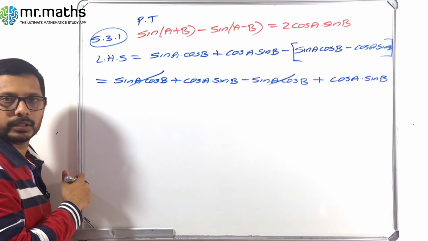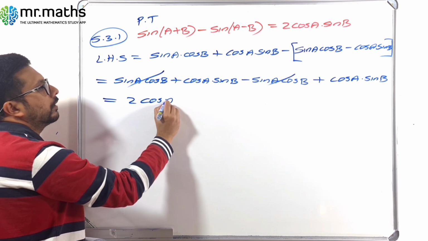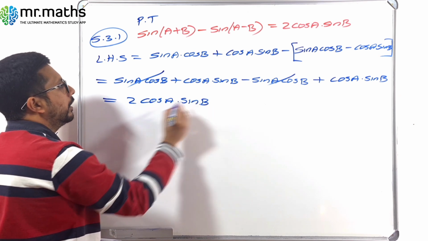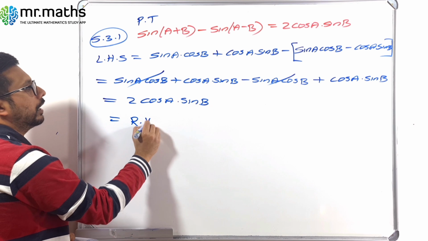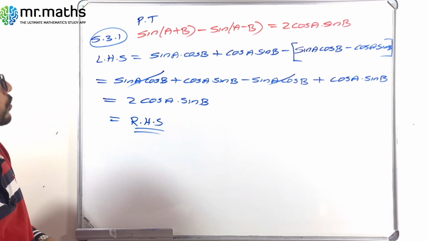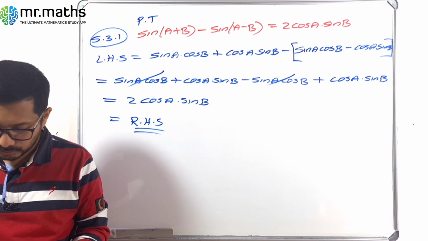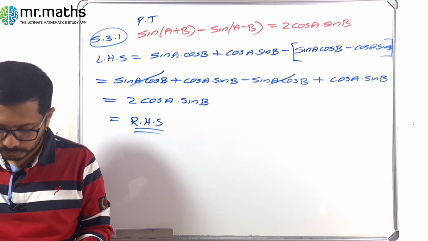So how many cos a sine b? 2 cos a sine b. So it is 2 cos a sine b, and that is our RHS. That is what we want to prove. Okay. So that is question number 5.3.1. Now let's go to the next question, 5.3.2.